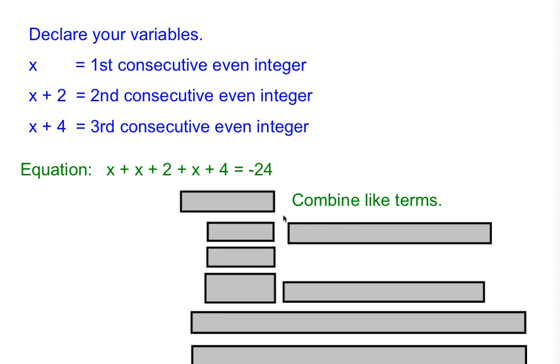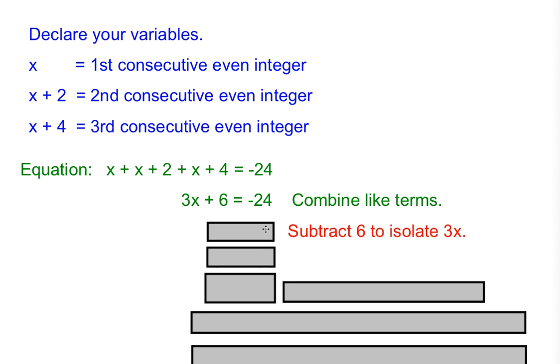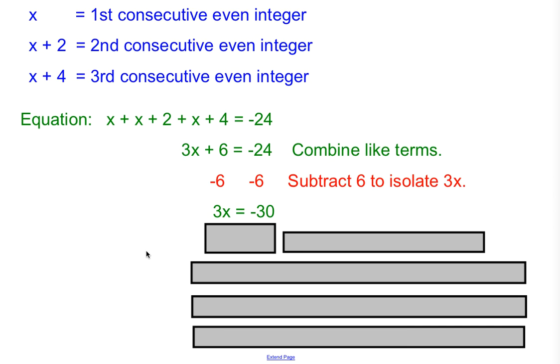Once you do that, the equation simplifies to 3x plus 6 is equal to negative 24. If you need a hint, think about how you're going to isolate 3x. And what we're going to do to achieve that is to subtract 6 on both sides of the equation. The equation now becomes 3x equals negative 30.